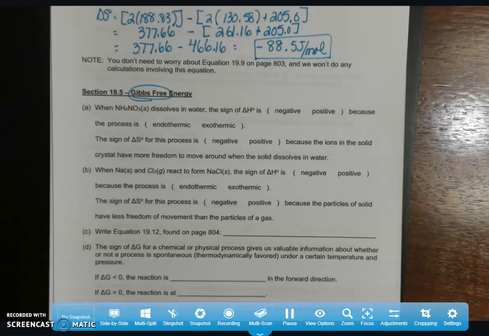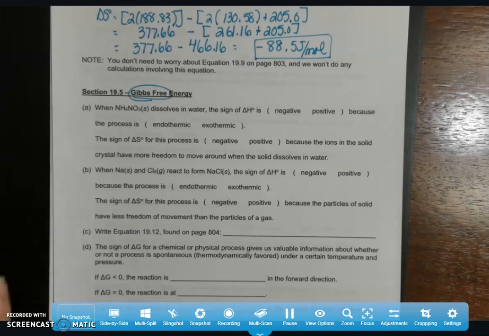Okay, we're on to section 19.5. And what we're going to talk about here is what's called Gibbs free energy. Now it's starting to get a little complicated because Gibbs free energy is kind of a hard concept to understand. What we're going to do is talk about what it is first. Then we're going to incorporate enthalpy and entropy as well as temperature into the prediction of what the sign of our Gibbs free energy will be.